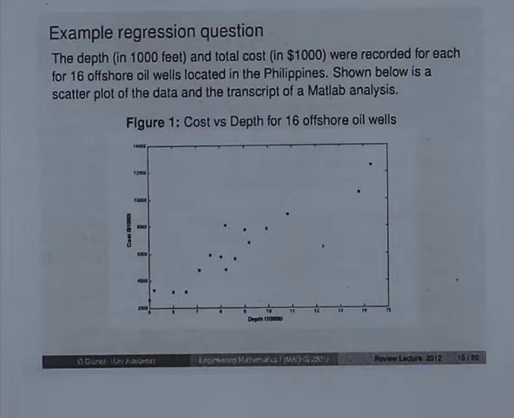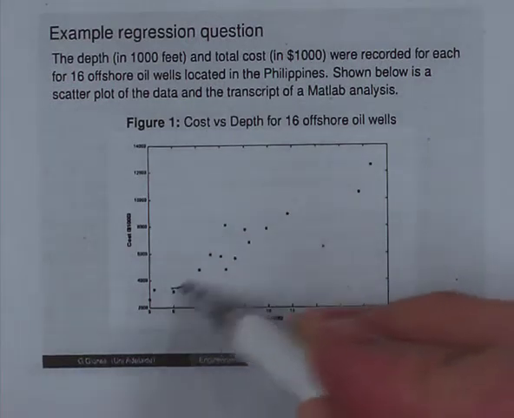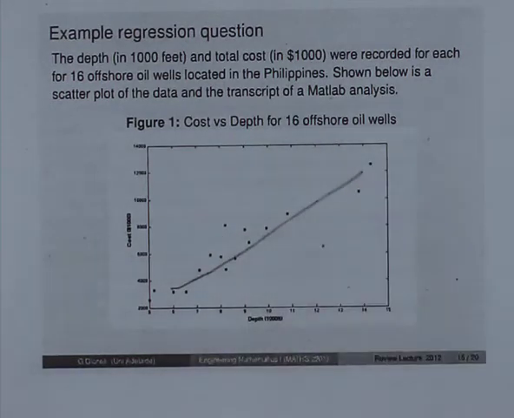So there's the scatter plot, and it looks roughly linear. We can probably draw this awesome straight line on that, and that would be about right. And we want to find out whether there's really a relationship between depth and cost and what that relationship actually is.